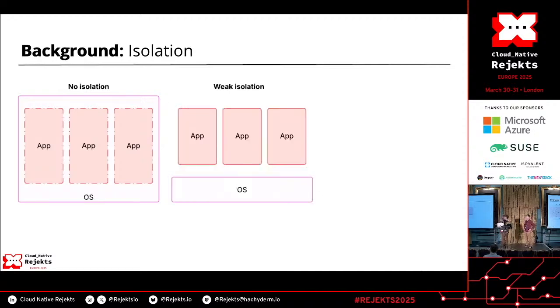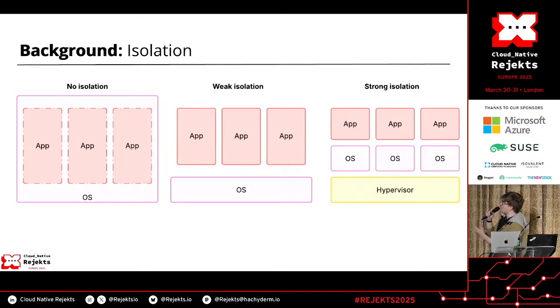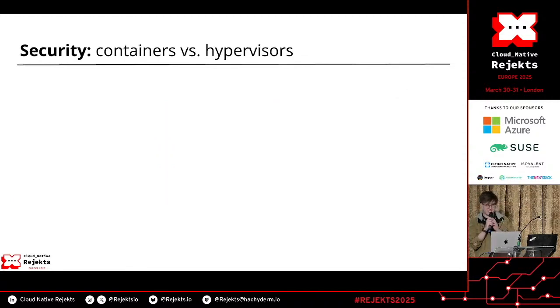Next up, we have weak isolation. Right here, the apps could be leveraging kernel features to have that isolation, that could be, say, cgroups, namespaces, sort of how containers run. And then we have strong isolation. These apps now are leveraging something like a hypervisor or some other similar technology to be fully isolated from one another and potentially even have their own OS. But let's dive a little bit deeper into that weak versus strong isolation with a containers versus hypervisors face-off.